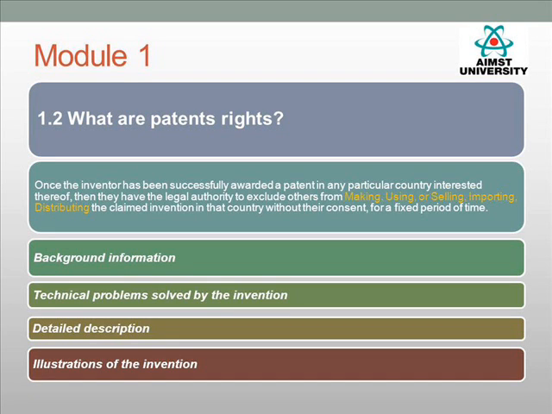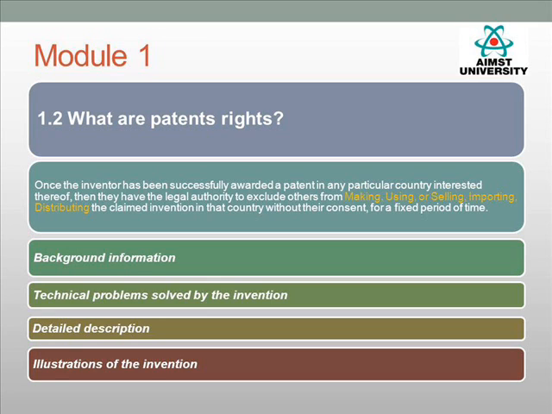What are patent rights? Once the inventor has been successfully awarded a patent in any particular country, they have the legal authority to exclude others from making, using, selling, importing, or distributing the claimed invention in that country without their consent, for a fixed period of time. Thus, the patent owner has the right to decide who may, or may not, use the patented invention for the period in which the invention is protected.